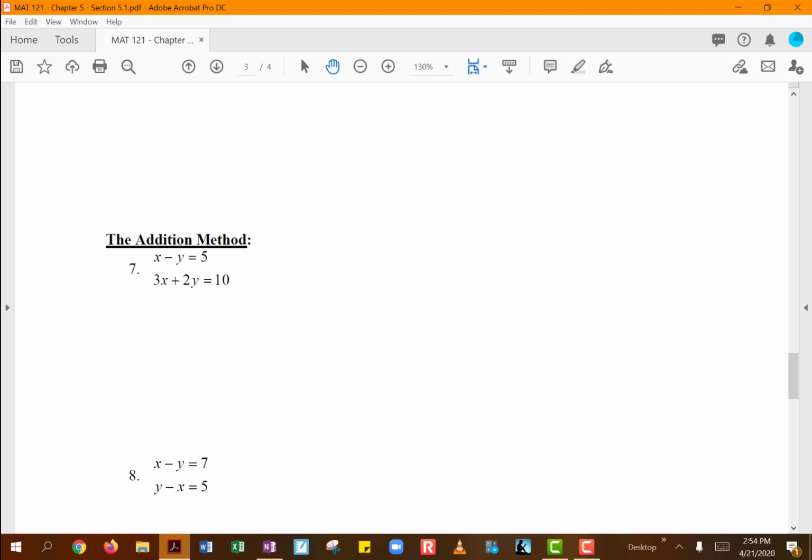Now the last method I want to talk about is the addition method, and this one actually means you add the two equations in such a way that either the x or the y variable will cancel out. And so let's take a look at how this method would work. Now some textbooks also call this the elimination method. So either the addition method or the elimination method, okay?